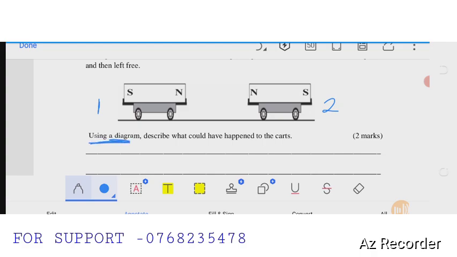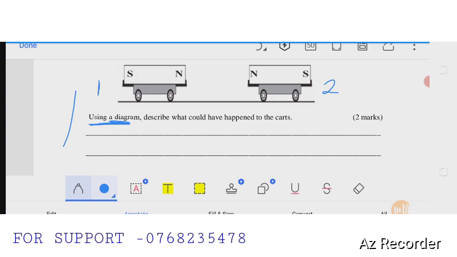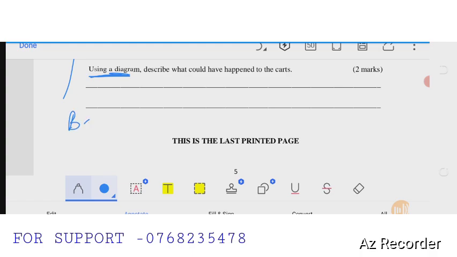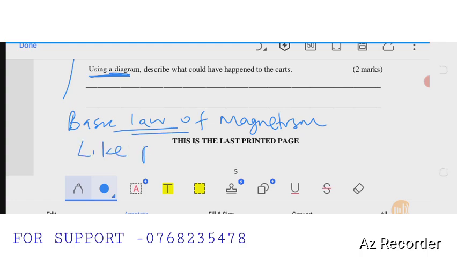So this question is testing on the basic law of magnetism, which says like poles repel, unlike poles attract. Like poles, the ones that look similar, they repel each other, and unlike attract.